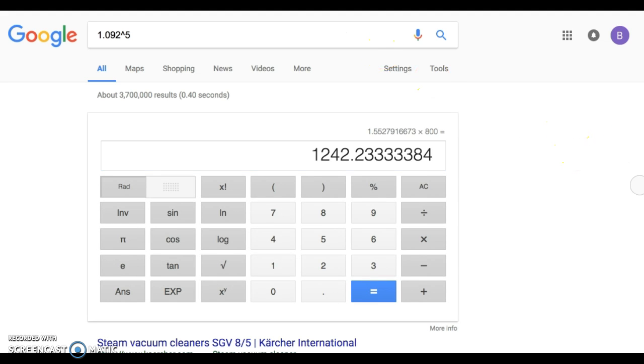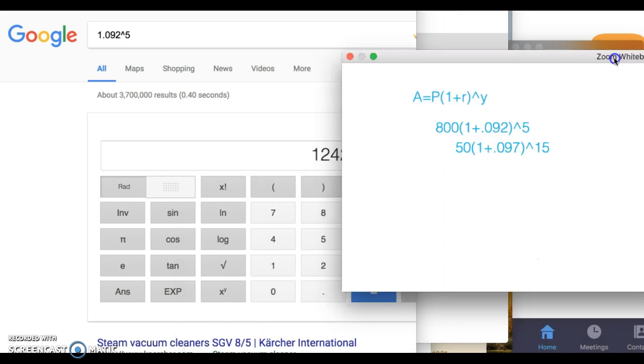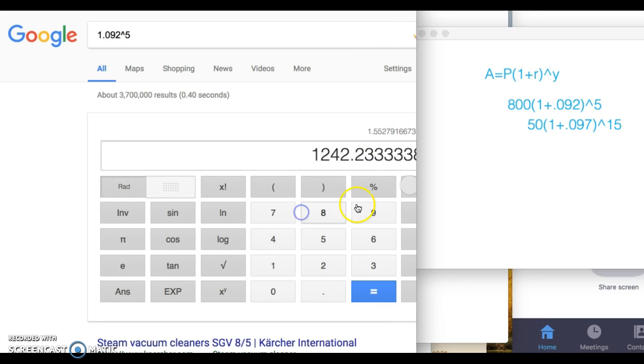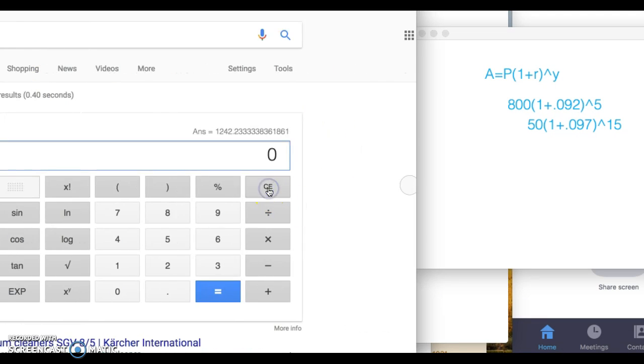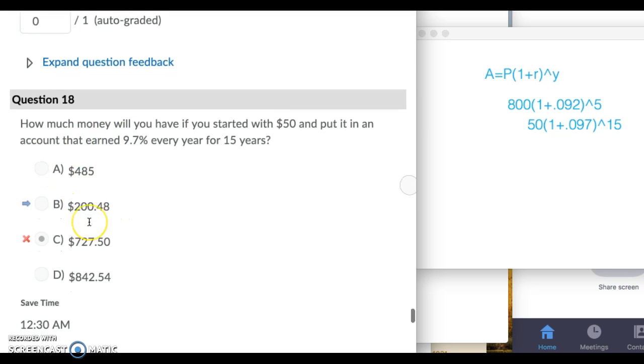If I come back over here, let's clear this. Let's start with 1.097 raised to the 15th power, times 50. So my answer should be about 200.48. We'll round this up. So right there, 200.48.